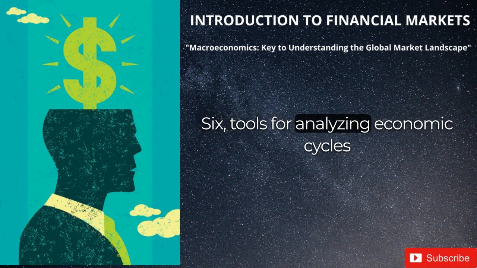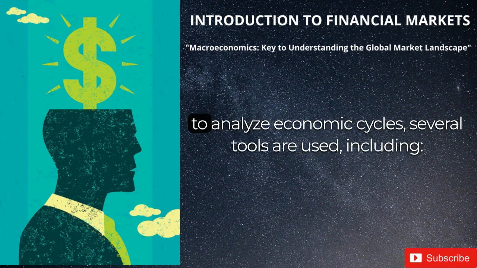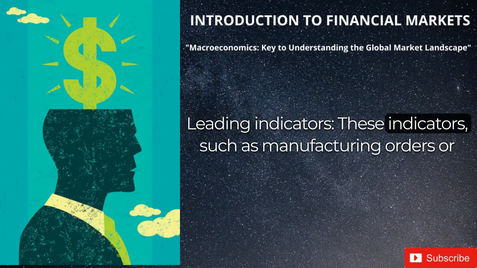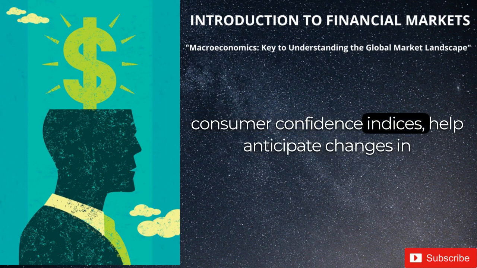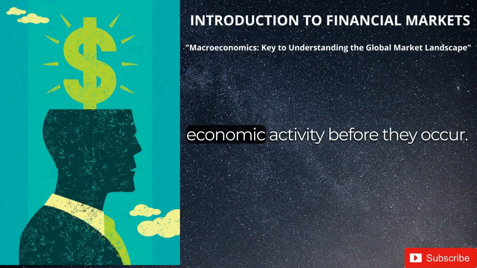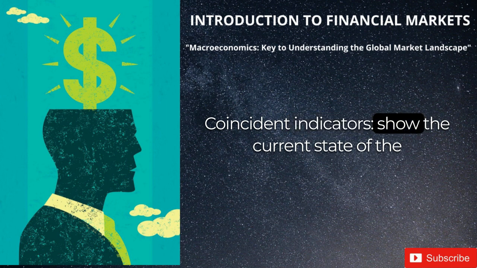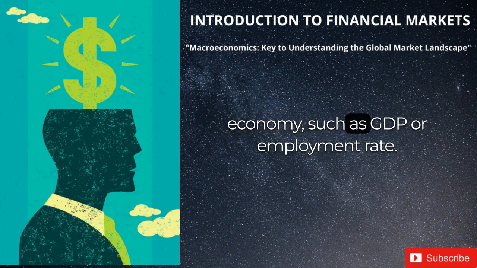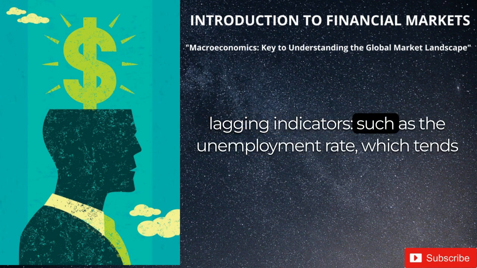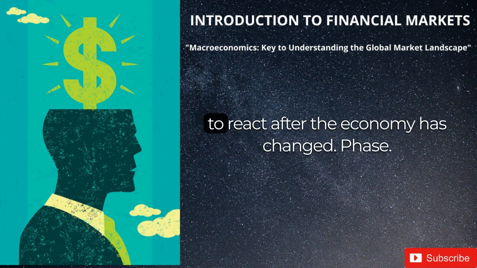6. Tools for analyzing economic cycles. To analyze economic cycles, several tools are used, including leading indicators. These indicators, such as manufacturing orders or consumer confidence indices, help anticipate changes in economic activity before they occur. Coincident indicators show the current state of the economy, such as GDP or employment rate. Lagging indicators, such as the unemployment rate, tend to react after the economy has changed phase.